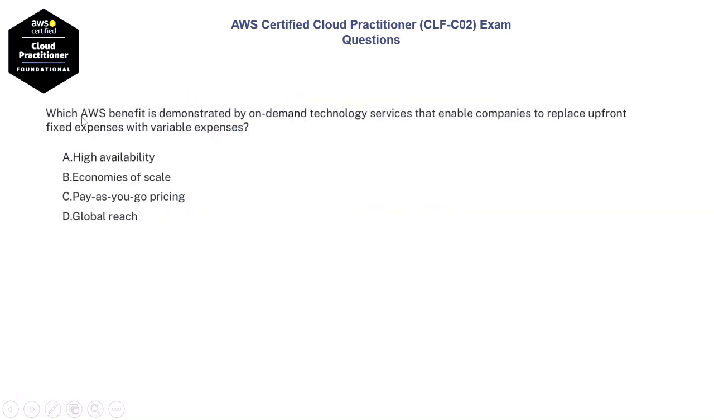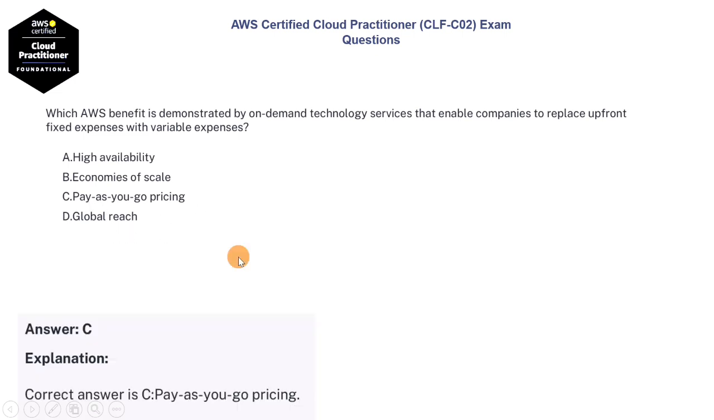Next question. Which AWS benefit is demonstrated by on-demand technology services that enable companies to replace upfront fixed expenses with variable expenses? Option A, high availability. Option B, economies of scale. Option C, pay-as-you-go pricing. Option D, global reach. The right answer is option C, pay-as-you-go pricing.